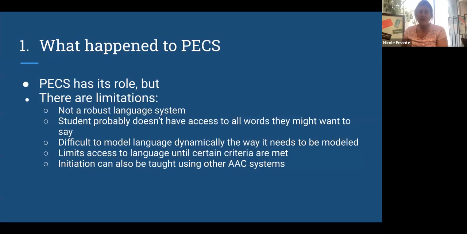Difficult to model language dynamically. So we might be able to say you want a cracker, but then there's no crackers available. We don't have the words on there to say sorry, no crackers, let's look for something different. And it also limits access to language. It's a hierarchy. So according to PECS, you have to master one level before going to the next, which doesn't really mirror the way we teach kids language. And then initiation is super important and it is a challenge for a lot of our students, especially our autistic students, but we can teach that using other AAC systems as well.